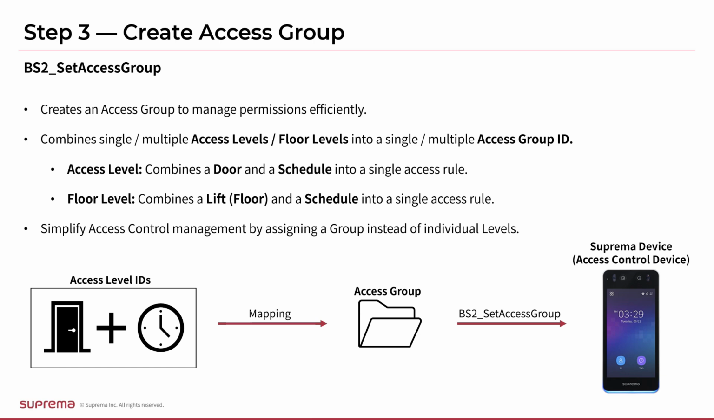The same idea applies when removing access. If someone leaves the team, you remove them from the group. If a door is decommissioned, you remove its access level from the group, and the permissions are updated consistently. So grouping permissions makes everything easier to manage, faster to update, and less prone to errors. As shown in the diagram, access level IDs are mapped to an access group, and then you call BS2 set access group to send this configuration to the device.